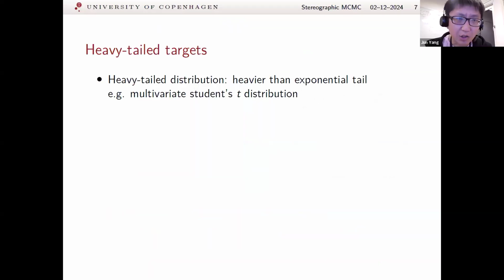So let's look at the first issue, when the target has a heavy tail. If your target distribution has a heavy tail, by definition, that means the tail is heavier than the exponential tail. For example, a multivariate Student t distribution with any degrees of freedom is a heavy-tailed distribution.